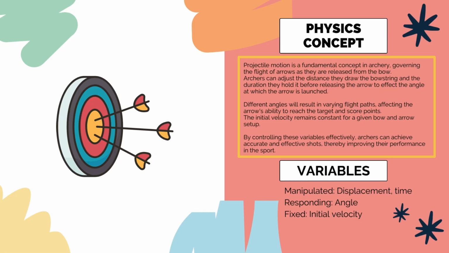Projectile motion is a fundamental concept in archery, governing the flight of arrows as they are released from the bow. Archers can adjust the distance they draw the bowstring and the duration they hold it before releasing the arrow to affect the angle at which the arrow is launched. Different angles will result in varying flight paths, affecting the arrow's ability to reach the target and score points. The initial velocity remains constant for a given bow and arrow setup. By controlling this variable effectively, archers can achieve accurate and effective shots, thereby improving their performance in the sport.